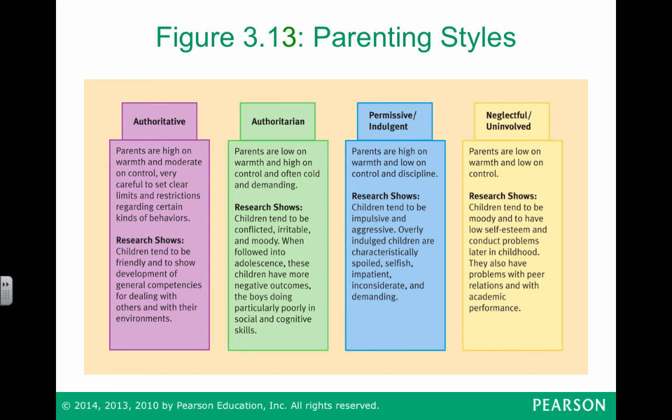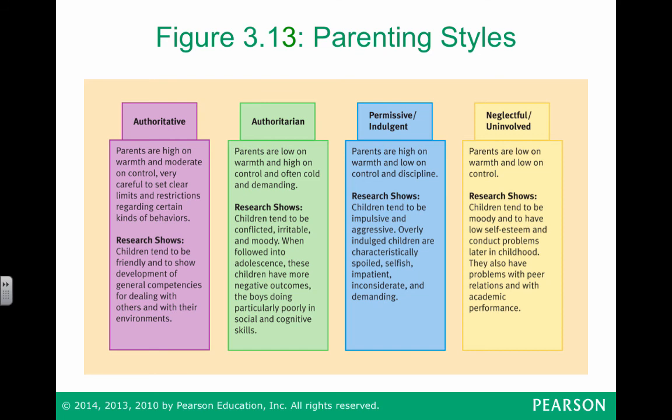The authoritarian parent is low on warmth and high on control and often cold and demanding. Research shows that children of these parents tend to be conflicted, irritable, and moody. When they're followed into adolescence, these children have more negative outcomes, and the boys do particularly poorly in social and cognitive skills. The third parenting style is the permissive indulgent parent.